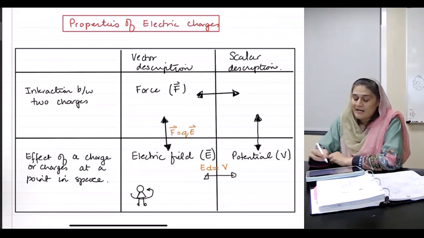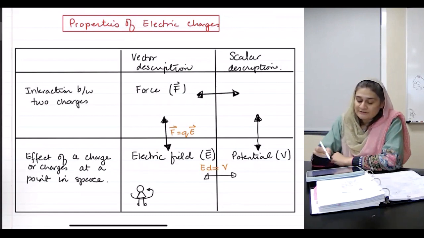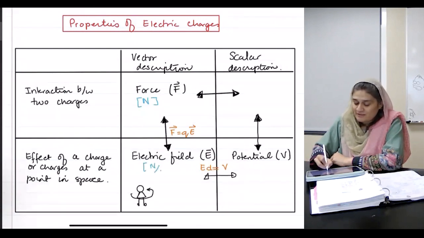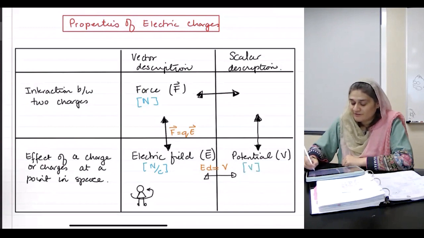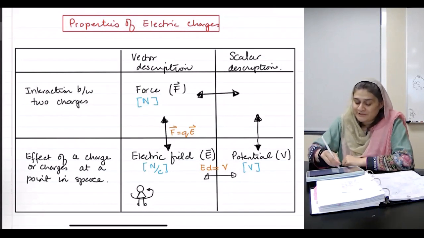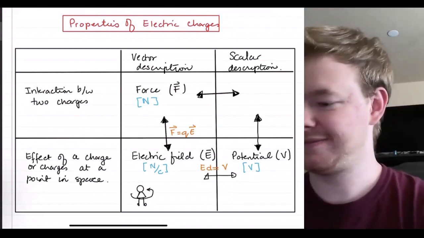Very good. And what are the units for force? Newtons. So what should the electric field units be? Newtons per coulomb. What's the unit for potential? Volts. And what's the last thing that's left? Potential energy. Yeah, excellent work.